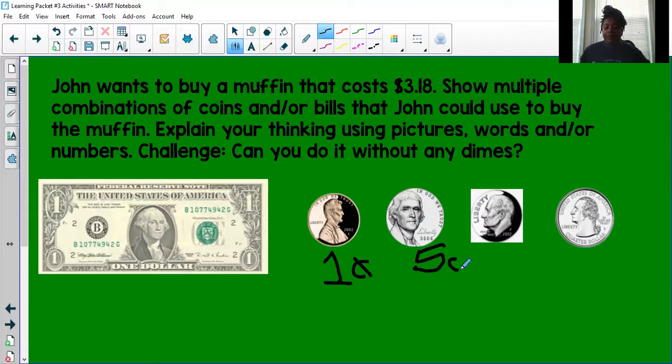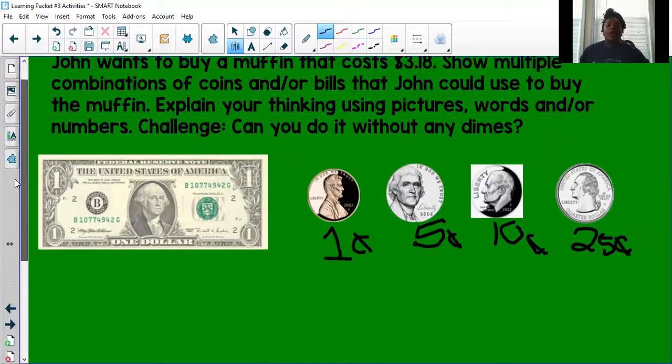Ooh, a 5 looks a little crooked, but that's okay. The next one is a dime. And this one is worth, if the dime is double of what the nickel is worth, it would be what? You're right, you got it. It's 10 cents. Now, the quarter is worth 25 cents. So that's how much each of them are worth.